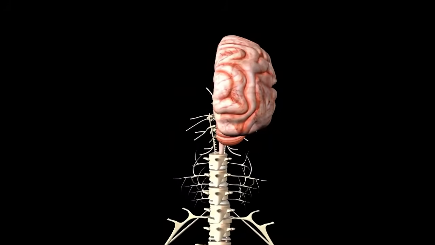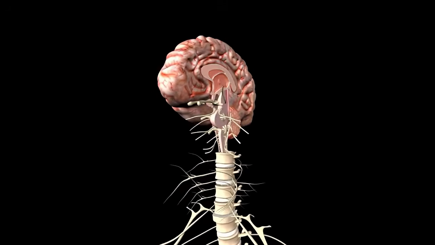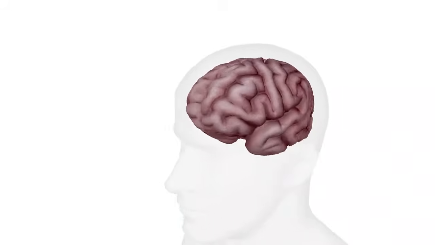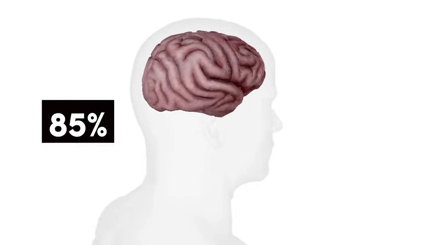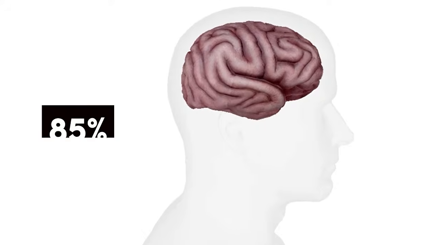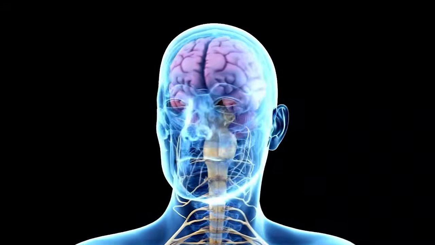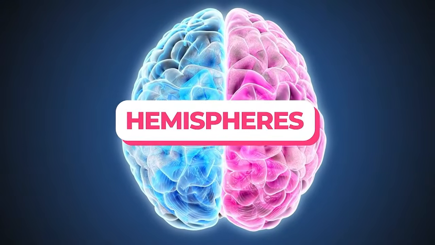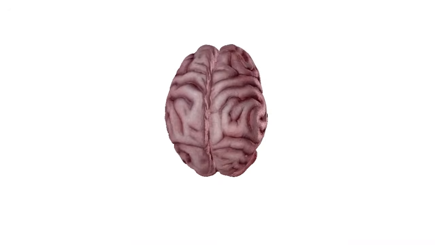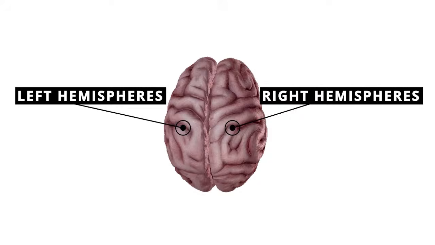Now we will discuss all these parts in a bit more detail to understand what they are and how they work. Cerebrum. The cerebrum is the largest part of the human brain, accounting for approximately 85% of its weight. It is responsible for most higher-order cognitive functions and can be described in further detail as follows. 1. Hemispheres. The cerebrum is divided into two symmetrical halves, known as the left and right hemispheres.